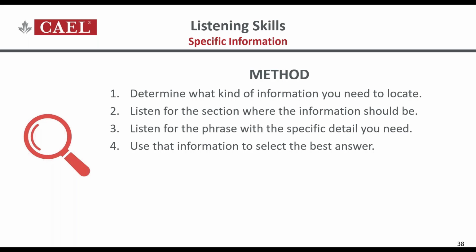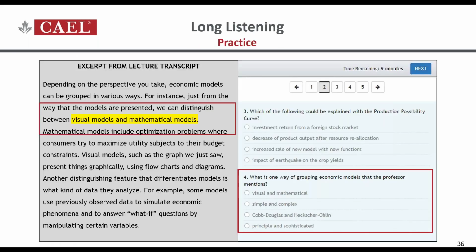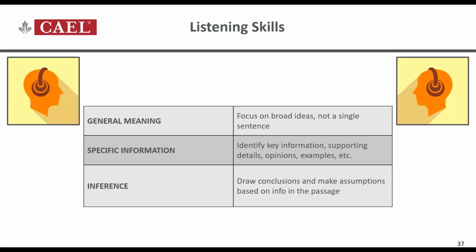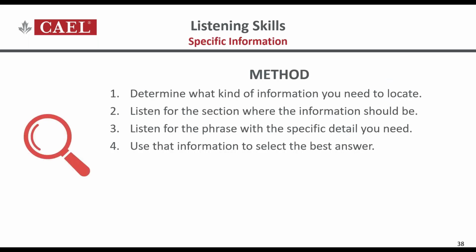Okay, so firstly, think about what kind of information you need to locate. So for example, in that question that we just did, right, we can look at question number 4, and we know that we're listening for economic models. So if we look at the answer key, we can check that we're looking for economic models, and then we know what information to listen for when we're listening to the audio passage. Okay, so that's what number 1 basically means.